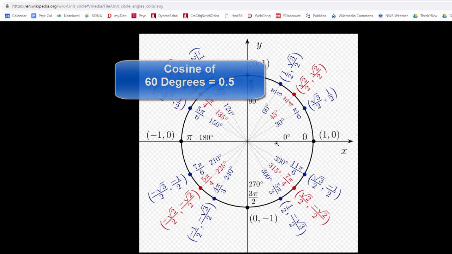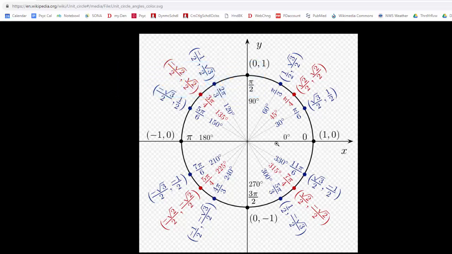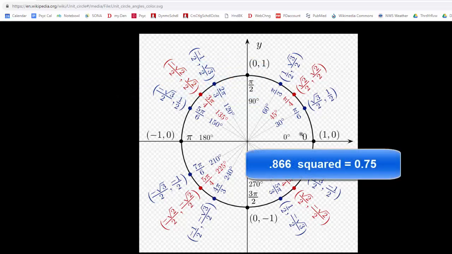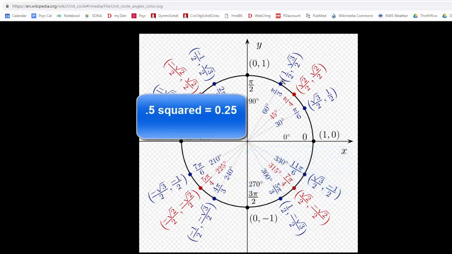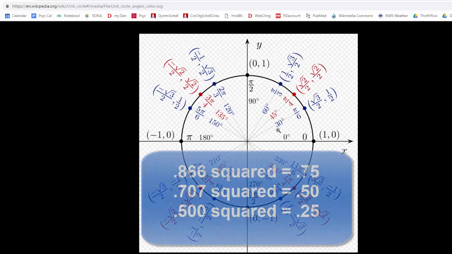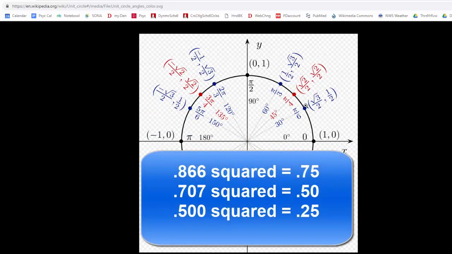Now, what's interesting about those three numbers is that if you square them, you wind up with, for example, the 0.866 squared winds up to being 0.75. And the 0.707 squared turns out to be 0.5. And the 0.5 squared turns out to be 0.25. So we get 0.25, 0.5, and 0.75 as the squared values of the cosine.